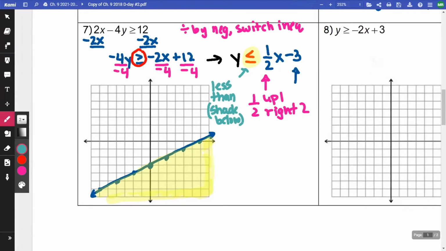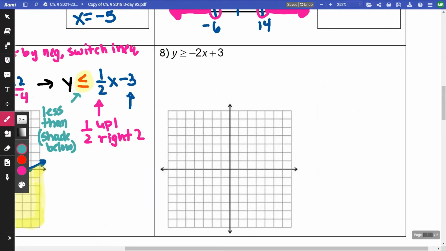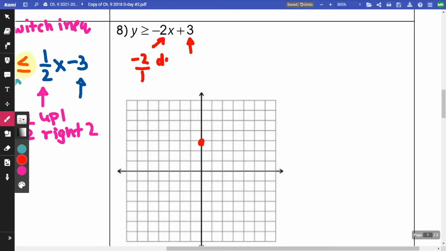Okay, on number 8, this one is in y form, so I can just graph it. So my y-intercept is 3, so I'm going to start at 3. Now you want to be careful with your slope. Your slope is -2, put it over 1. If it's not a fraction, put it over 1. Because it's negative, instead of going up, I'm going to go down. Okay, so I am going to go down 2, and then I'm going to go right 1. So down 2, right 1, down 2, right 1, and I'm going to keep doing that.